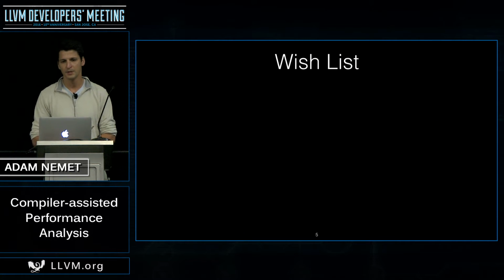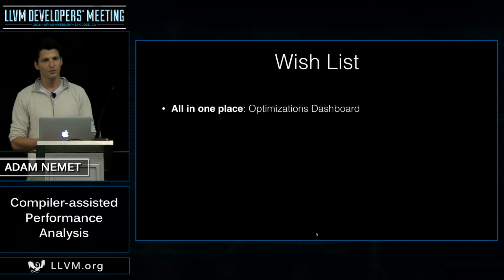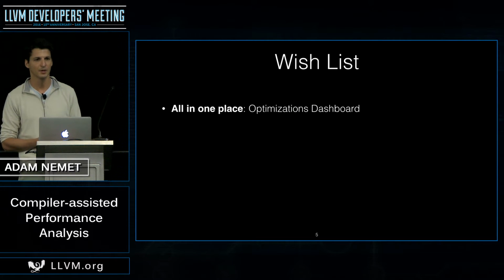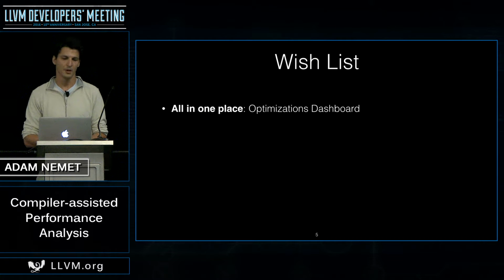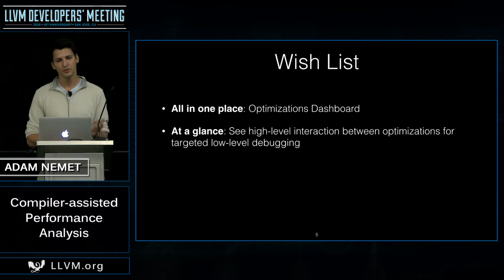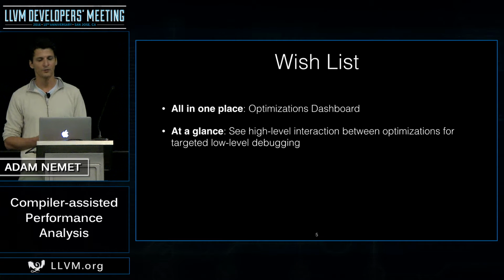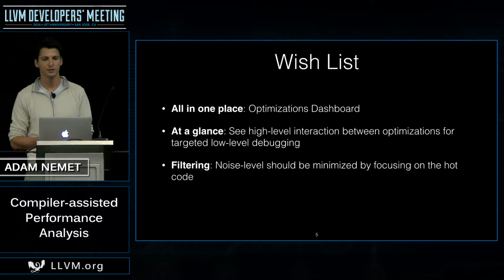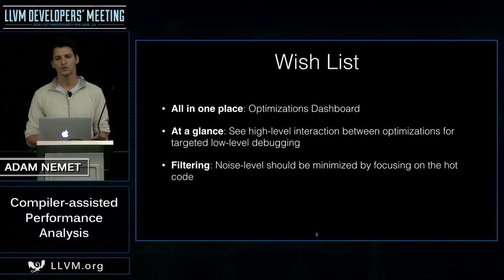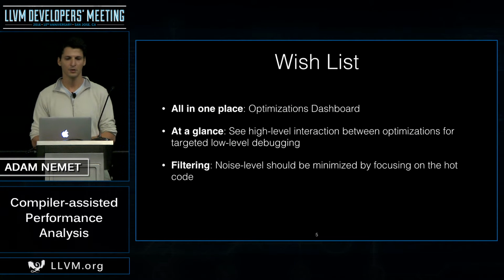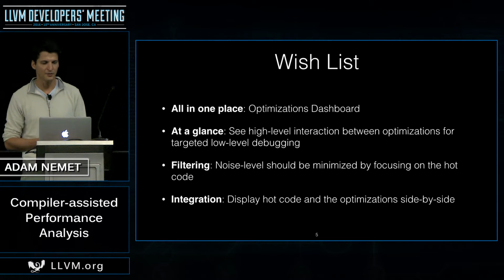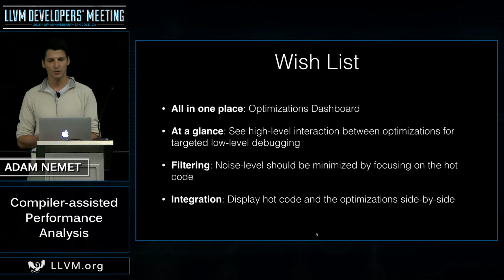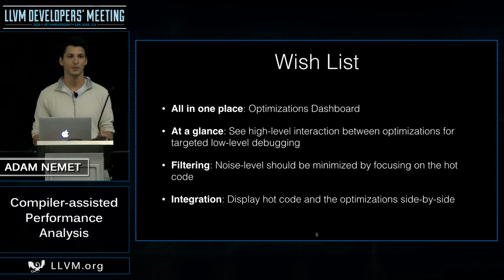So what I wanted instead is to have all the information available in one place. So something like an optimizations dashboard. Being able to review the information at a glance. For example, see the high-level interaction between the different optimizations for targeted low-level debugging. And what I wanted is to have the information well filtered. So the noise level should be minimized by focusing on hot code, for example. And then have an integrated view where you display the hot code and then the optimizations performed on them side by side.